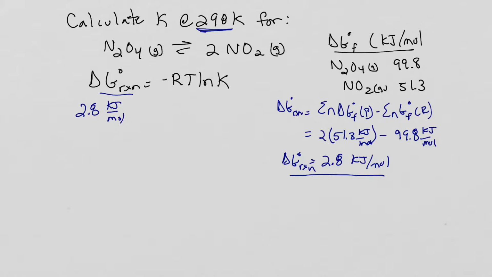Now, before we go any further, we have to think about what's going on here. If I were to continue to write this, my value for R is 8.314 joules per mole Kelvin, times my temperature, 298, times the natural log of K. But notice that my delta G value is in units of kilojoules, but in my constant I have joules. So if we continued to solve the problem like this, we would get an incorrect answer because we don't have matching units. The easiest way to fix this is to convert delta G into joules. So we take our 2.8 kilojoules, multiply it by 1,000, and we get 2,800 joules per mole.